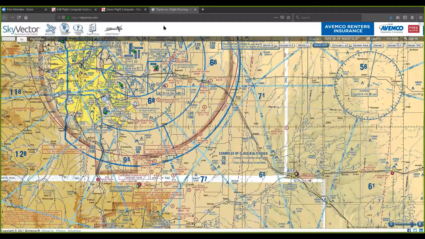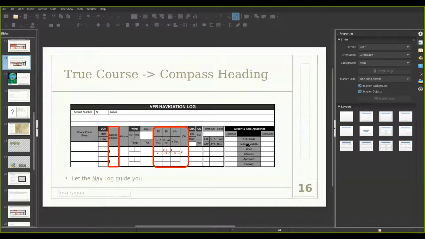So if it's 8 degrees east, based on our nav log, is it plus or minus? Minus east, plus west for variation. So you're going to subtract 8 again. And you're going to put it underneath. Yes, thanks. I got this.